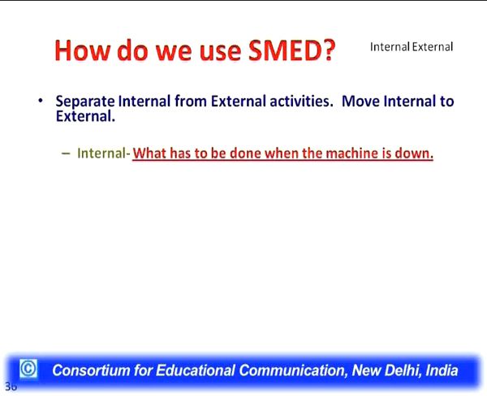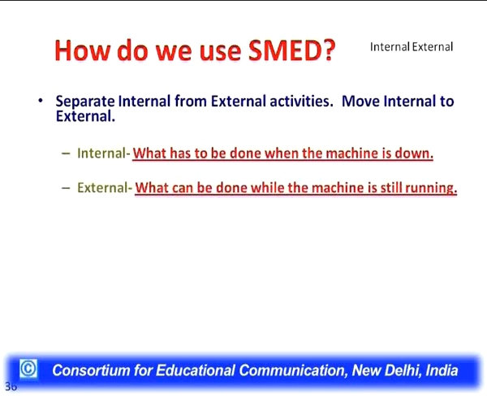We have already defined internal activity. And external: what can be done while the machine is still running? Maybe producing the product A, and maybe when it has started production of product B, some activities can be carried out at that time also, and these are external activities.